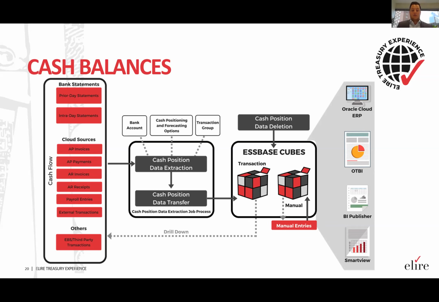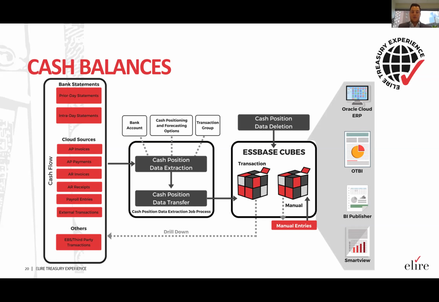So it'll extract the cash position data, and it'll use the components from our bank account setup and two cash positioning configuration pages in order to pull that data together. It's going to extract it from these sources, then kick off a transfer process that moves it into these S-based cubes. What these S-based cubes do is provide Oracle a way to start producing reporting. It lives in two cubes, essentially, a transactional cube and a manual cube.